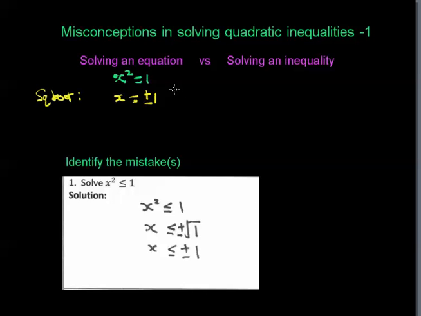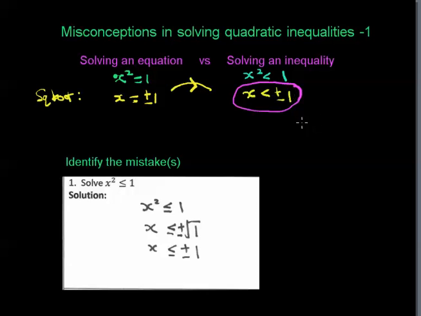Students tend to carry forward the square root both sides method in solving inequalities. For example, when students solve x squared less than 1, they tend to carry forward the square root both sides method. Then they write x less than plus minus 1, which is a mistake.